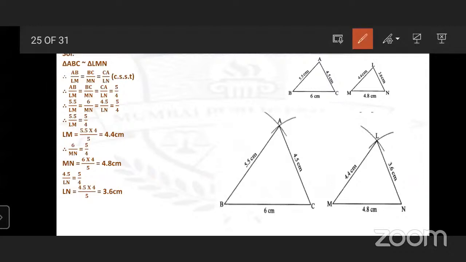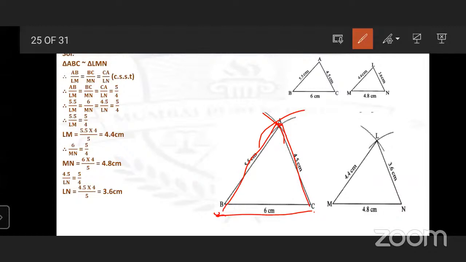First we draw the side BC, that is 6 centimeter. Then put your divider at point B and mark an arc of 5.5 here. And from C, draw the arc of 4.5, and then we get the point A. Then join A to B and A to C. So this is the triangle ABC.